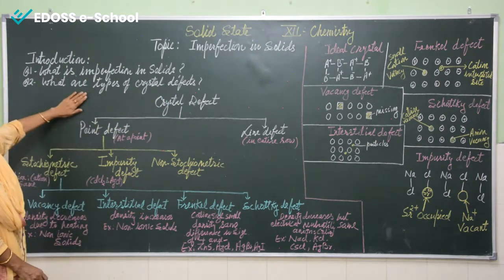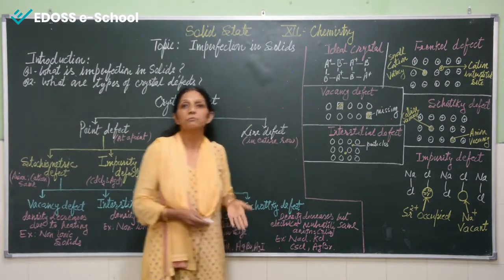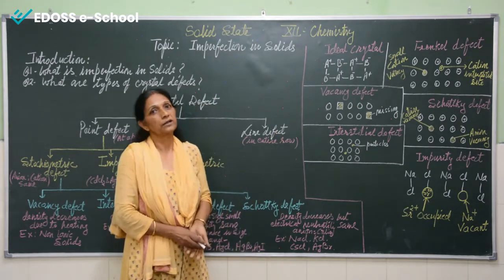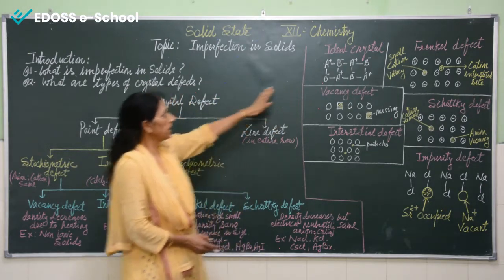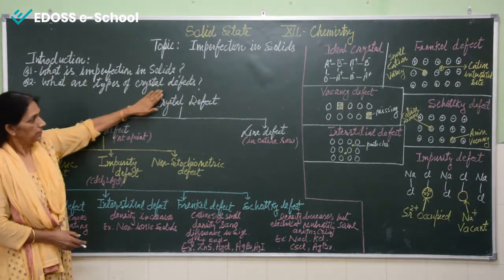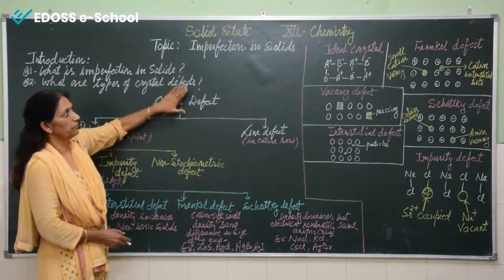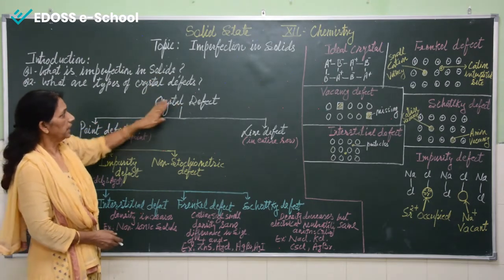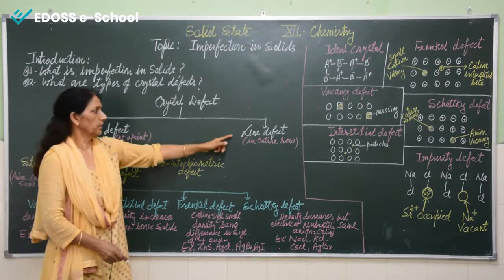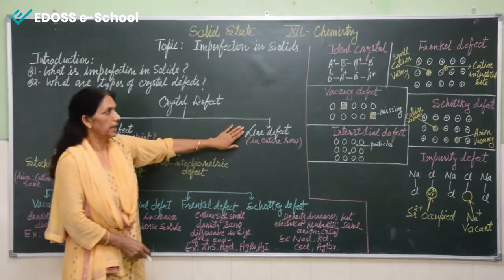Now why is the imperfection arising? Because this ratio is not matching, meaning the number of anions and the number of cations are not the same. To understand it, we are now coming to the types of crystal defects. See, this is the flow chart. This is crystal defect or imperfection. It can be of two types. First is point defect and another is line defect.